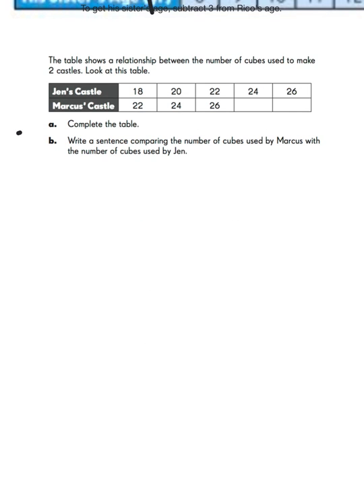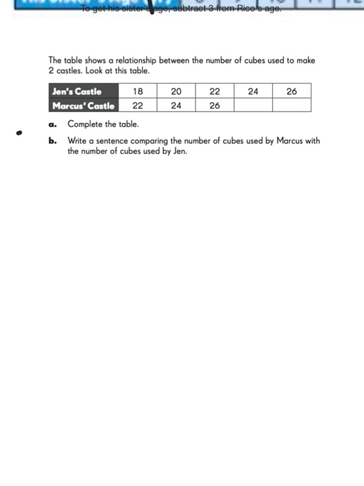Let's look at one more example. This table shows a relationship between the number of cubes used to make 2 castles. Look at the table. We have Jen's castle and Marcus's castle. When Jen's castle uses 18 cubes, Marcus's castle needs 22. When Jen's castle uses 20 cubes, Marcus's castle uses 24. When Jen's castle needs 22 cubes, Marcus's castle needs 26.